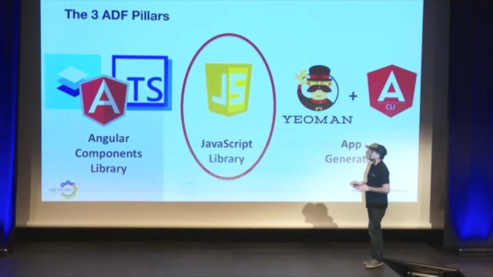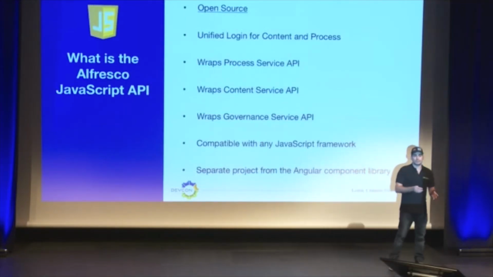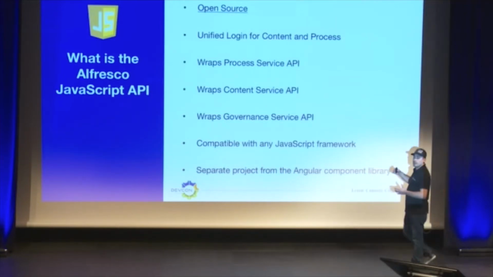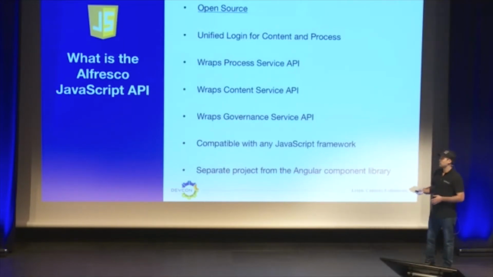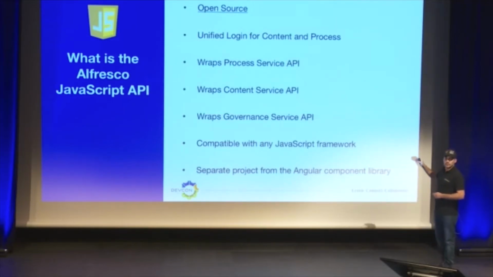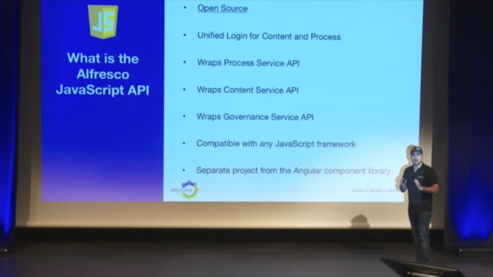This one, the JavaScript API, is a project on its own. It has its own contribution, its own repository, and a completely different life from the other projects that are part of the ADF framework. The components have their own repository. The Alfresco JavaScript API has its own repository. The generator has its own repository. I want to underline this because often people ask me, what is the Alfresco JavaScript API? Why do I have to install it through NPM? Because it's a separate thing that has its own life cycle.